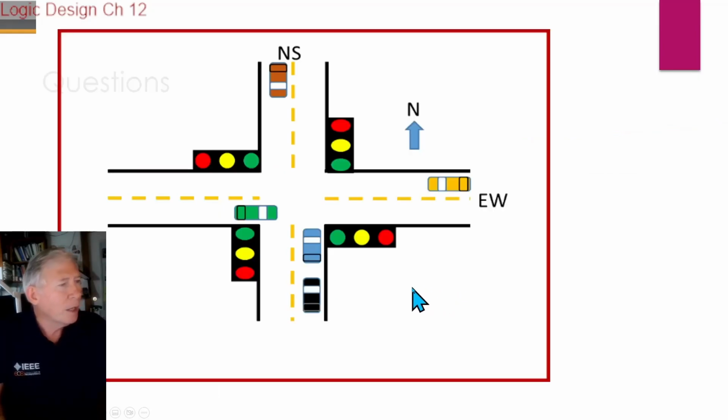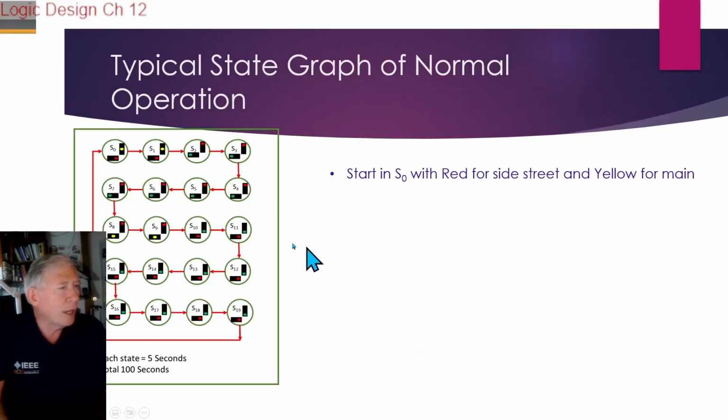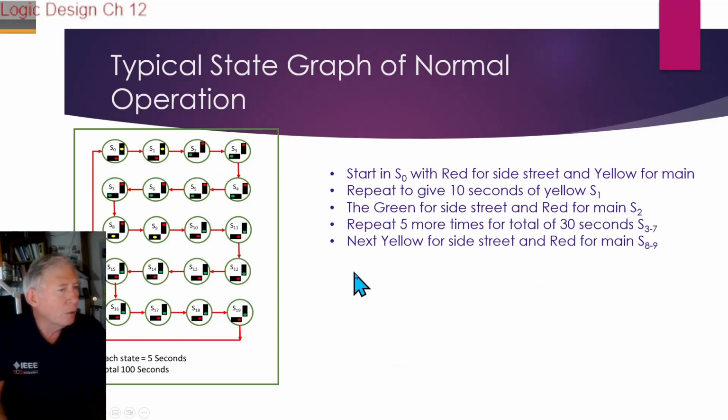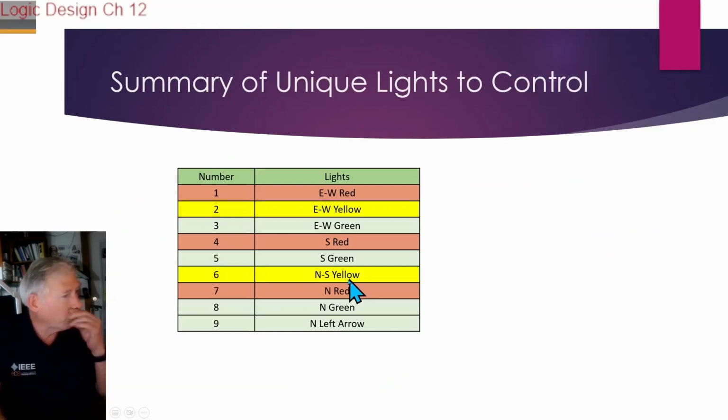Okay, so here's our traffic light, just like before, with no left turn arrows, and then we have this basic thing, but then we go through all these. Now we put in the left turn arrow, and now we have 20. So here's the way these are all: we have 9 lights to control, okay? Some of them we can pair up: east-west red, east-west yellow, east-west green, that's fine. South red, south green, north red, north green, north left arrow, and north-south yellow. And that's how we kind of do it.